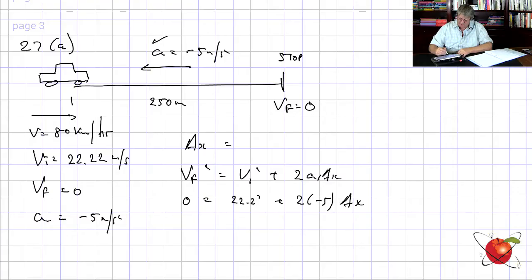Here's the nub: we've got 250 meters, because they asked, will it stop in time? The time is a bit of a red herring, trying to make you look at time. The reality is, what distance does it need to stop? If you work it out, minus 22.2 squared is equal to minus 10 delta x, and we get delta x is equal to 49.37 meters.